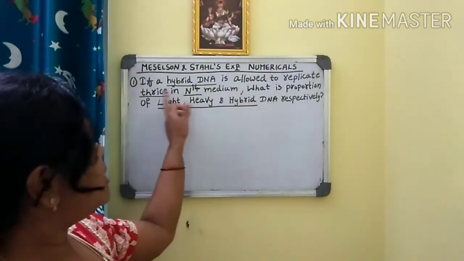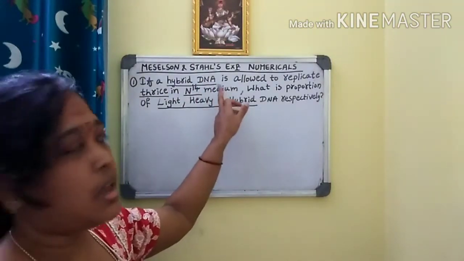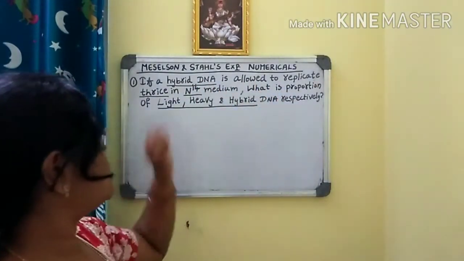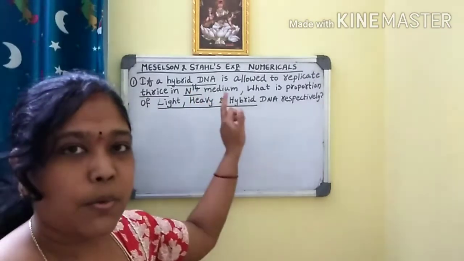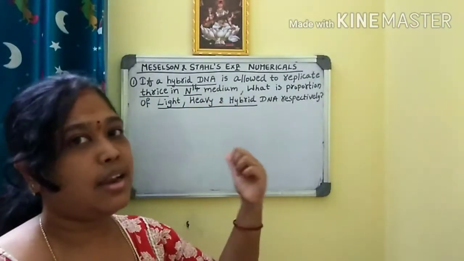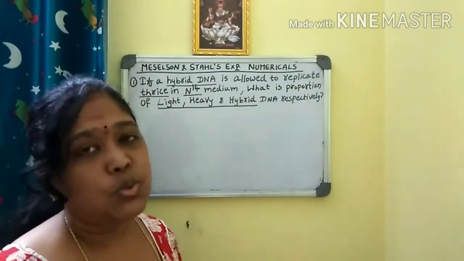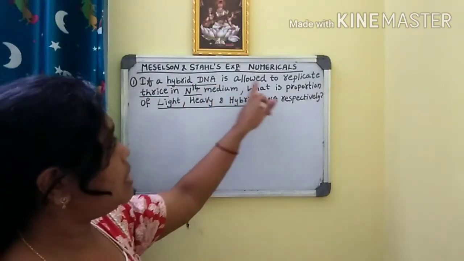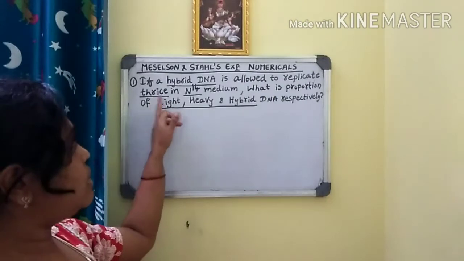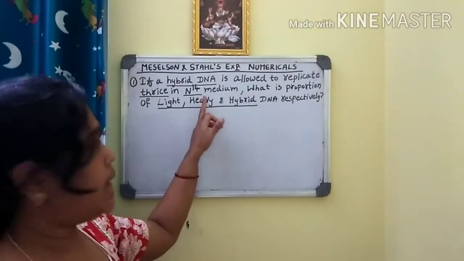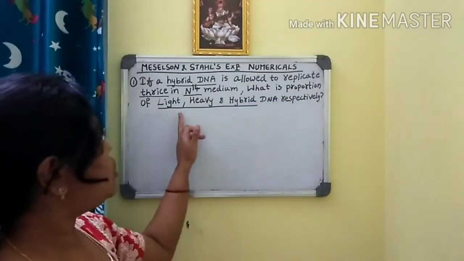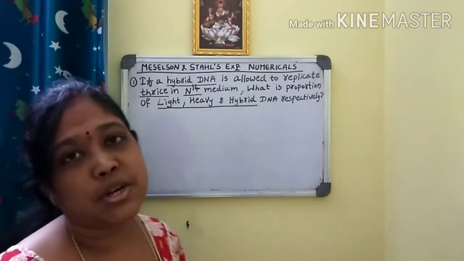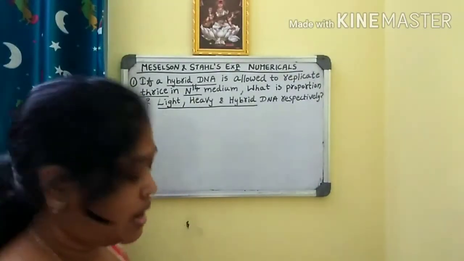The question here is, if a hybrid DNA is allowed to replicate thrice, the important points you need to underline, then it will be useful to solve the problem accurately. So if a hybrid DNA is allowed to replicate thrice in N14 medium, what is the proportion of light, heavy and hybrid DNA, they have asked, respectively.